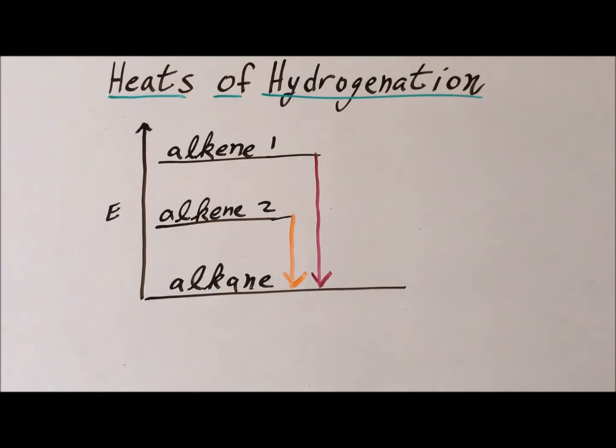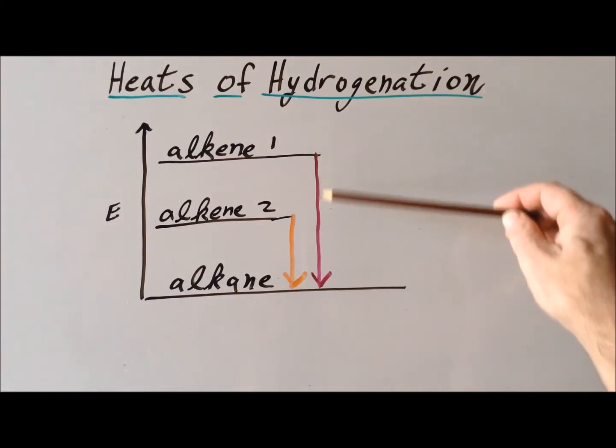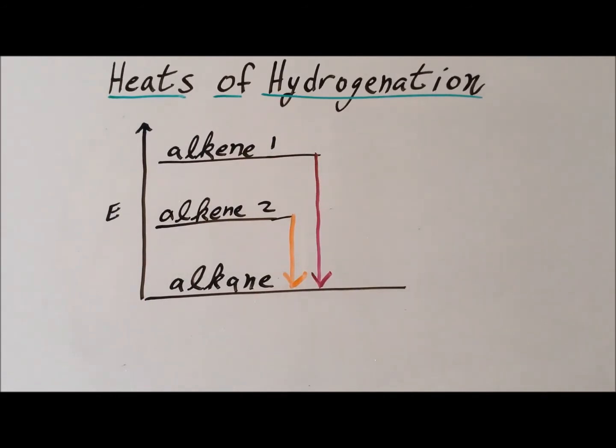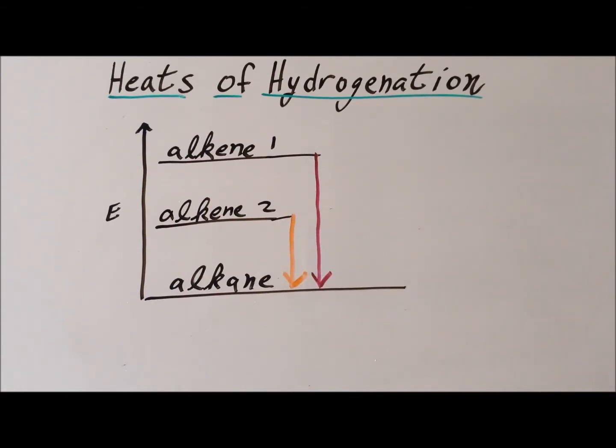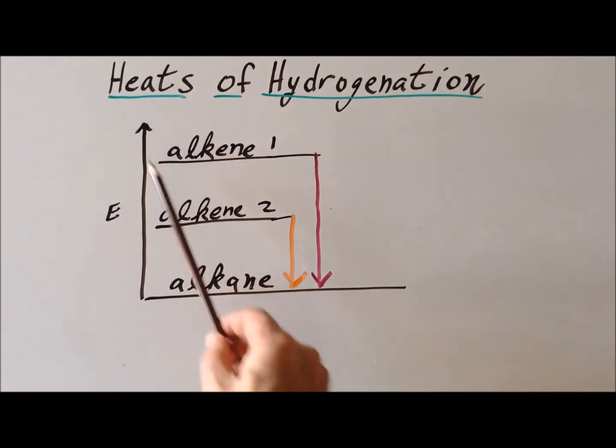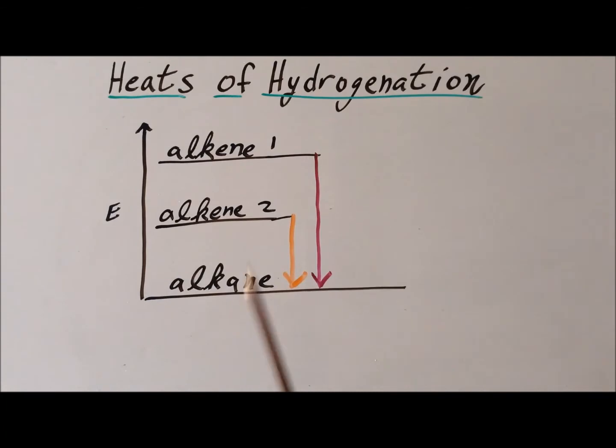Notice we're cleverly using the fact that alkene number 1 and alkene number 2 produce exactly the same product upon hydrogenation. So we notice that the magnitude of the heat of hydrogenation for alkene number 1 is greater than the magnitude of the heat of hydrogenation for alkene number 2, which is shown in orange. What does that tell us? So we can immediately deduce that alkene number 1 is higher in energy than alkene number 2. And because alkene number 1 is higher in energy, it is less stable. Alkene number 2, being lower in energy, is more stable.